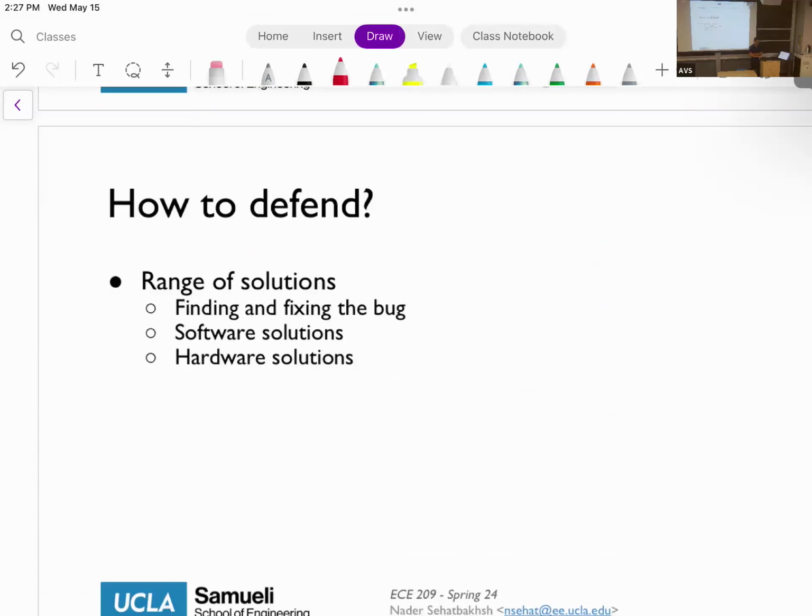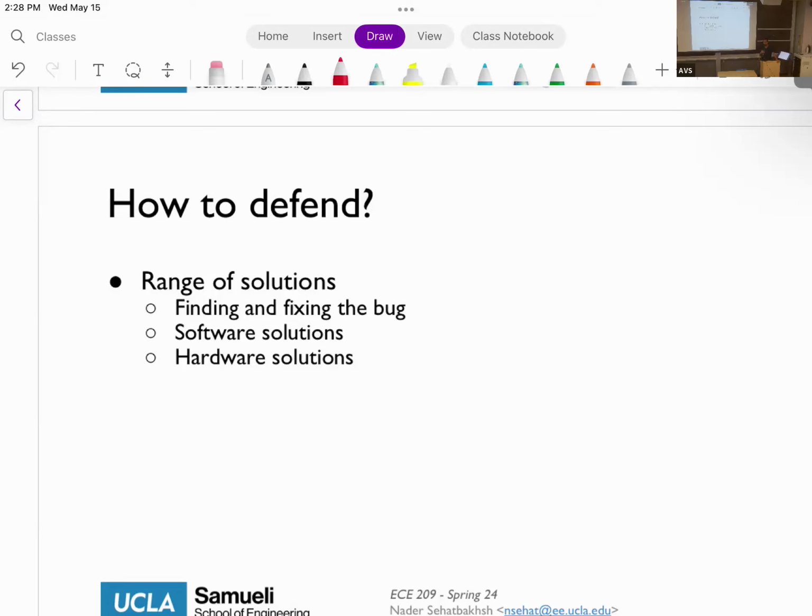The defense, so there is also a range of solutions for defense. Of course, number one is finding and fixing the bug, right? So either use memory safe languages or add proper checks so that you don't have these temporal and spatial bugs. There is a whole suite of software solutions for this. These include, for example, compiler level solutions to do these checks, and using memory safe languages to not have these problems at all, and so on.